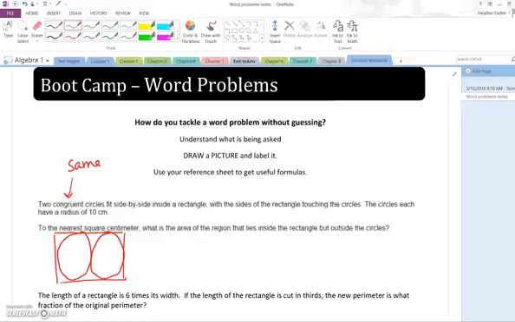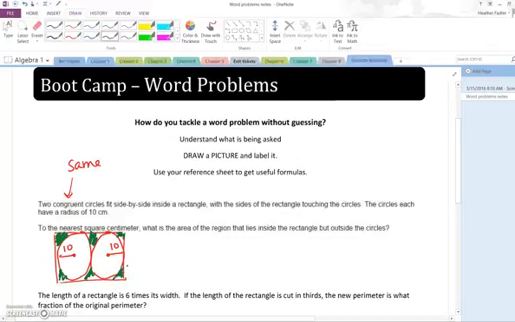All right, so what do we know? With the sides of the rectangle touching the circles, each has a radius of 10 centimeters. So a radius of 10 here, a radius of 10 there. To the nearest centimeter, what is the area of the region that lies inside the rectangle but outside the circles? So what are we looking for? The area inside the rectangle but outside the circles. So we're looking for this area right here. It's all the corners and in between the circles.